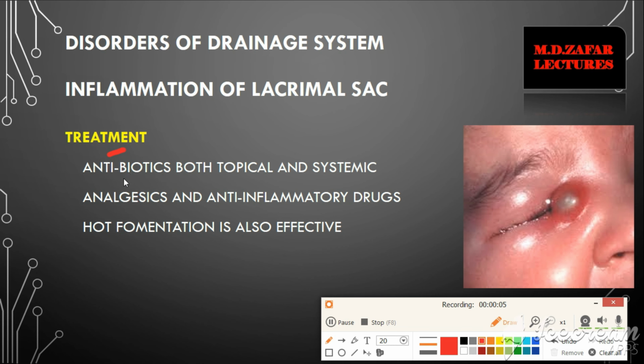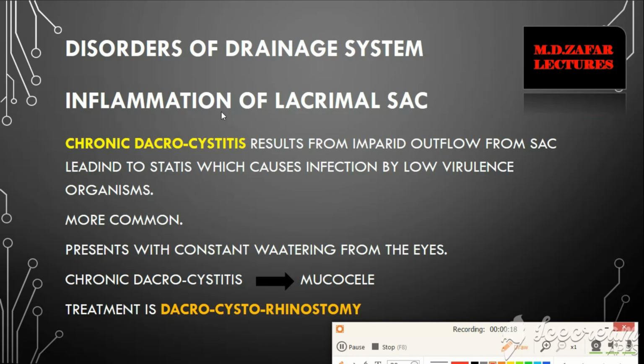Talking about the treatment, we can give antibiotics, both topical and systemic. We can give analgesics and anti-inflammatory drugs, and hot fomentation is also effective in curing the inflammation of the lacrimal sac. Last but not the least, we will talk about the chronic inflammation of the lacrimal sac, that is chronic dacryocystitis. It results from impaired outflow from the sac, which leads to stasis and infection, but this time by low virulence organisms. It is more common and occurs in adults, and it presents with constant watering from the eyes and eventually leads to mucocele if not diagnosed and treated properly. And the treatment is dacryocystorhinostomy.